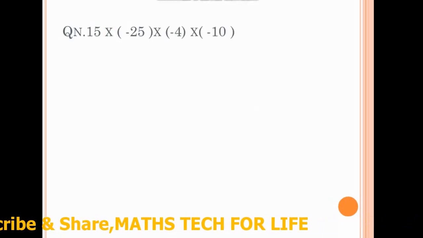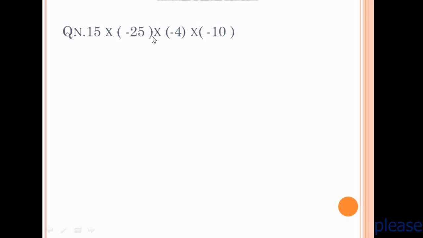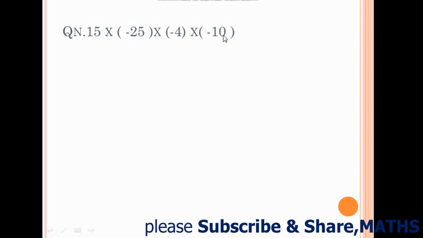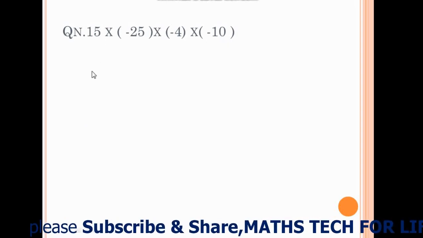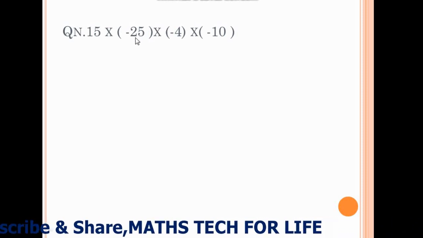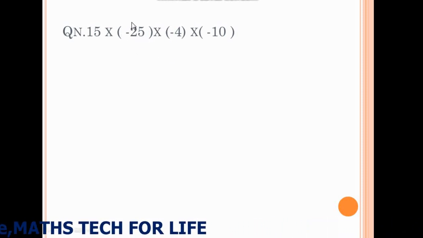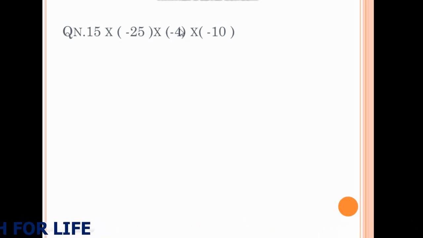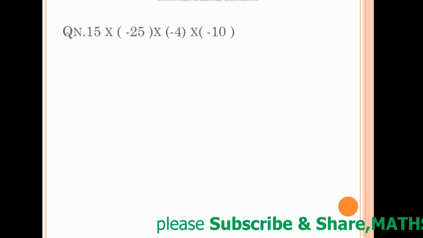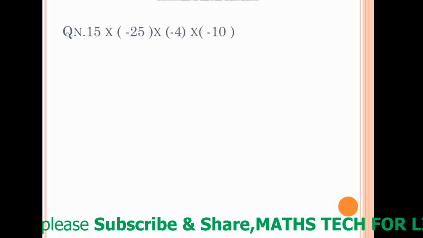Next question: 15 multiplied by negative 25 multiplied by negative 4 multiplied by negative 10. If you want to do this type of calculation very fast, first check all the numbers that you want to multiply. When I am checking, I just found the numbers 25 and 4. Do you have any idea about this? I will tell you. If you take 25 paisa, just by common sense we can say 25 paisa four times makes 100 paisa. So multiplying a number by 100 and so on is very easy.